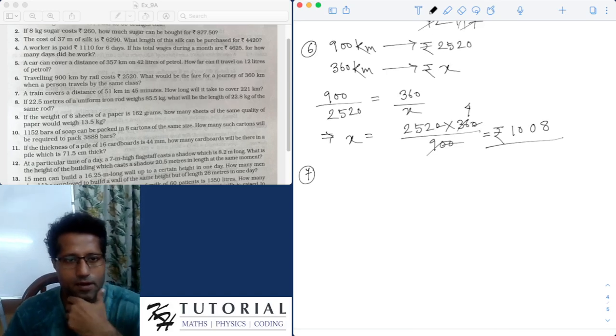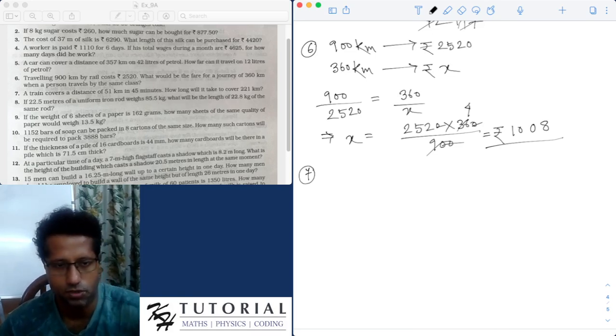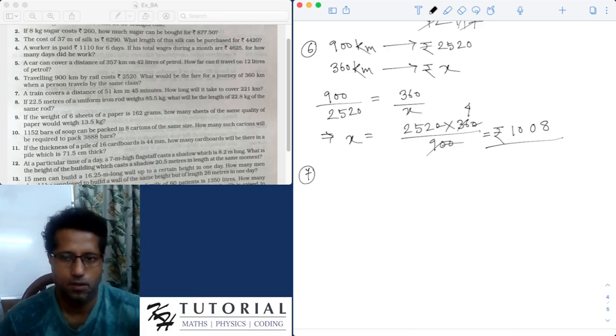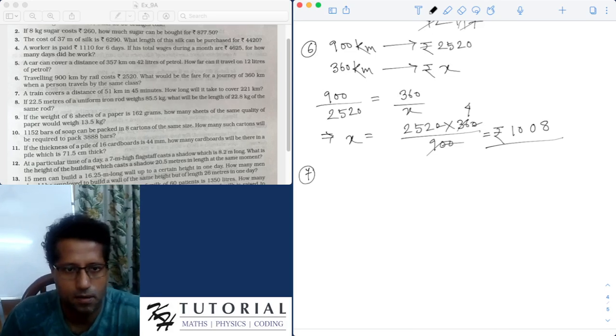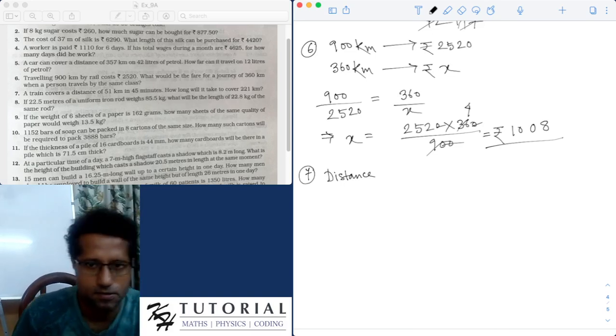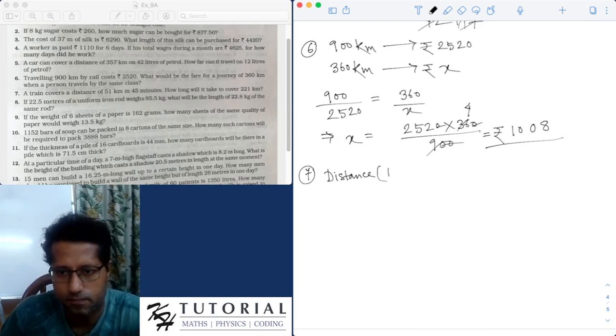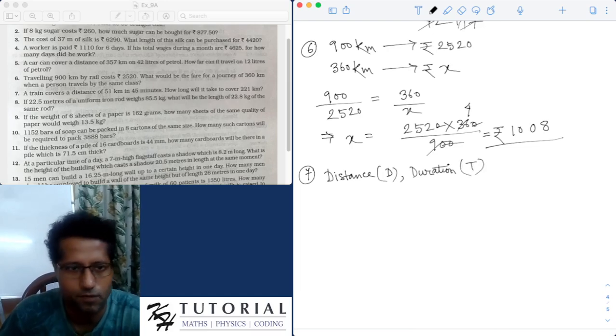Question number 7 says a train covers a distance of 51 km in 45 minutes. How long will it take to cover 221 km? So the quantities over here are distance covered and duration. So the quantities are distance, but please keep in mind that the train is traveling at a constant speed. So distance, d, and duration, for how long the train is traveling.